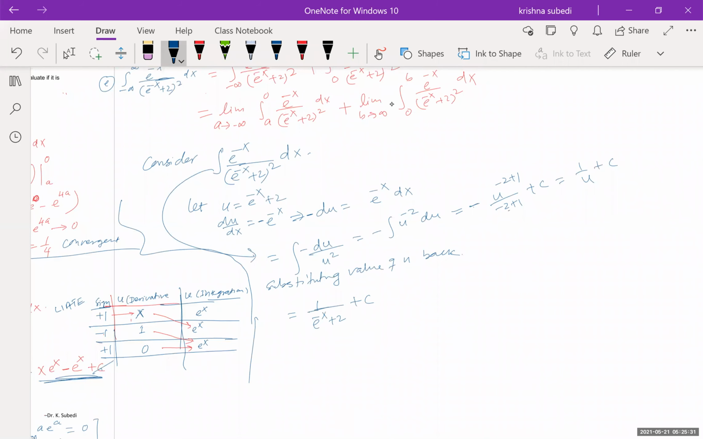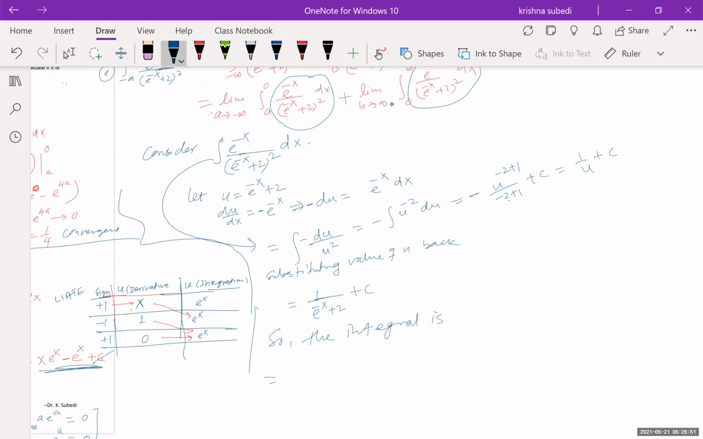Now we already know the integration of this part and this part, the antiderivative of that. So let us substitute that. The integral is the limit as a tends to negative infinity, a to 0, of 1 over e to the negative x plus 2, from a to 0, right? Because we already did the integration.